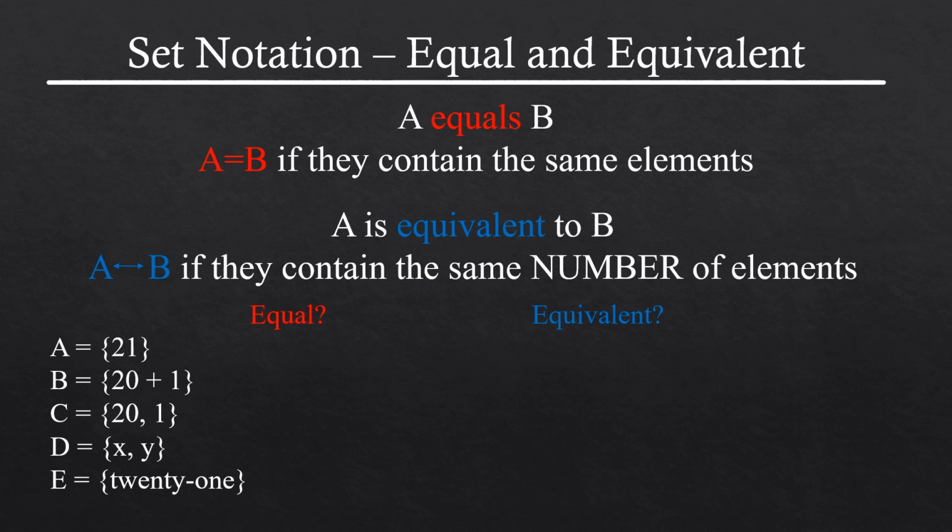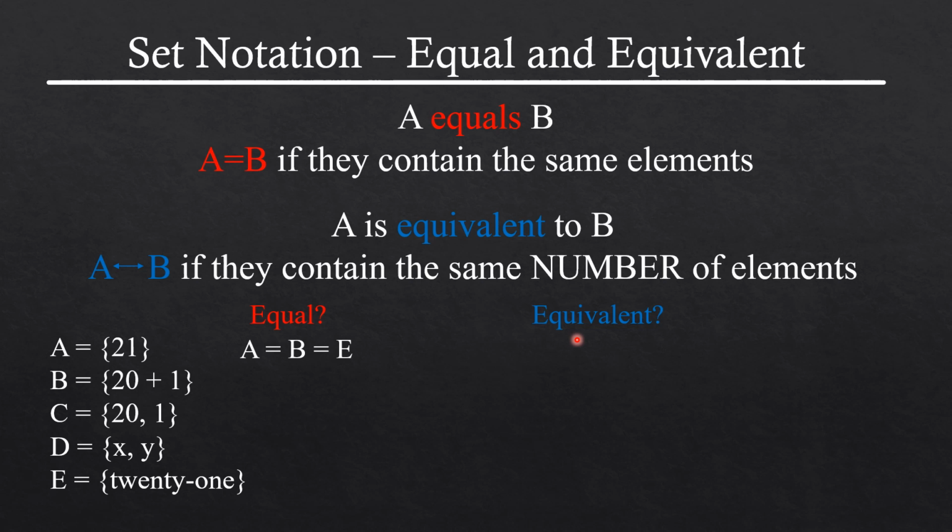So actually A, B, and E are all equal. And notice how we would write that. We wrote them A equals B equals E because that's the notation here. So those are all equal.